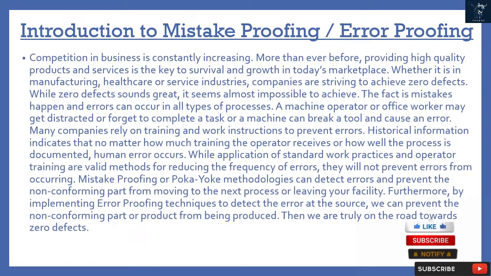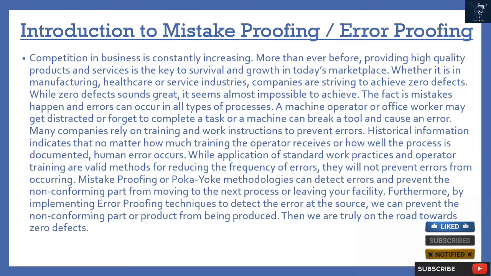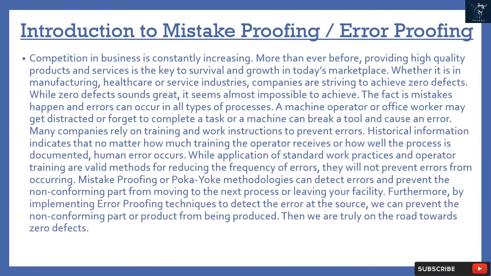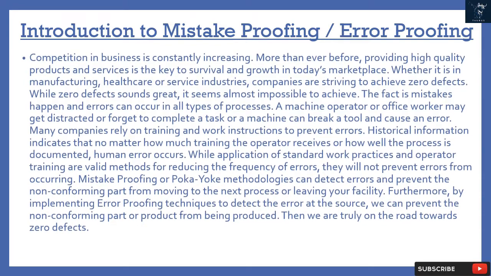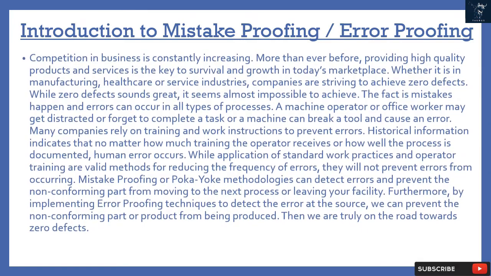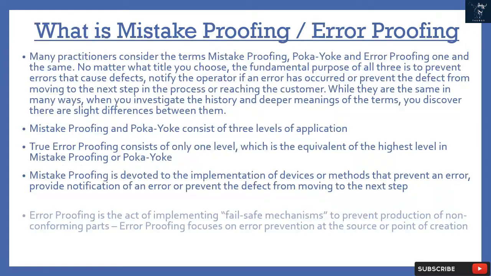Mistake proofing or Poka Yoke methodologies can detect errors and prevent the non-conforming part from moving to the next process or leaving your facility. Furthermore, by implementing error proofing techniques to detect the error at the source, we can prevent the non-conforming part or product from being produced. Then we are truly on the road towards zero defects.